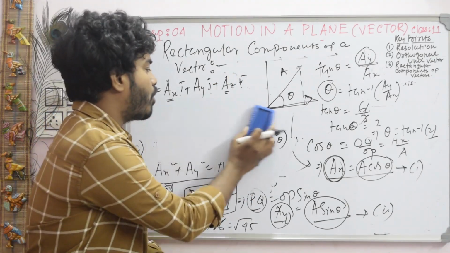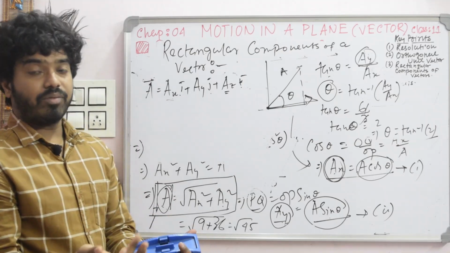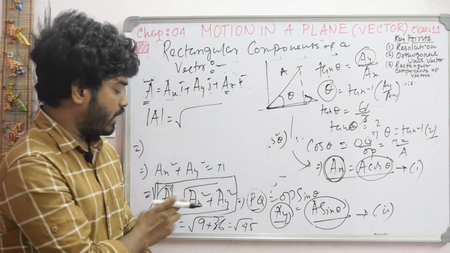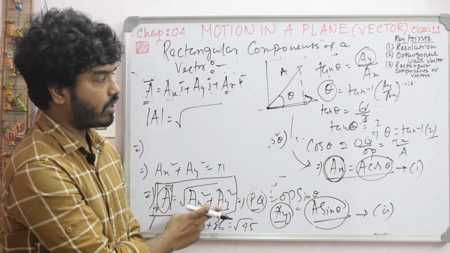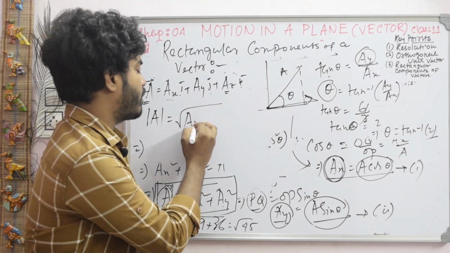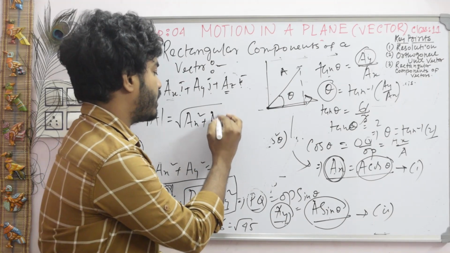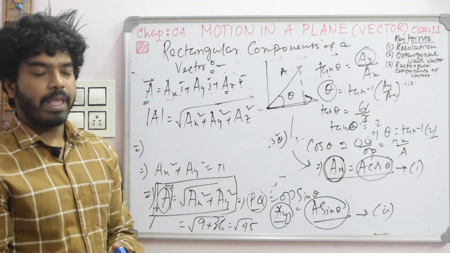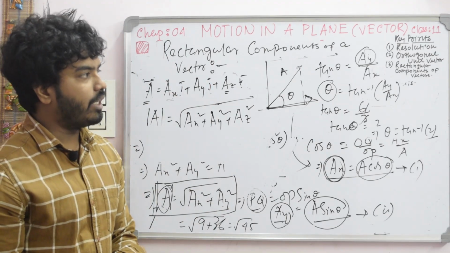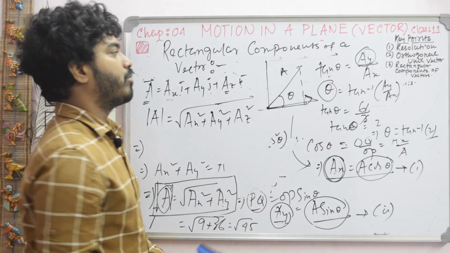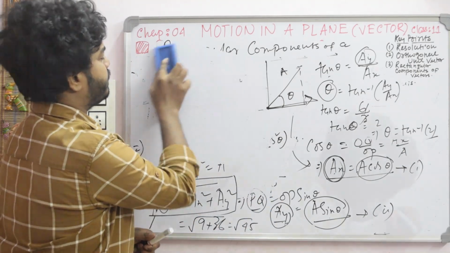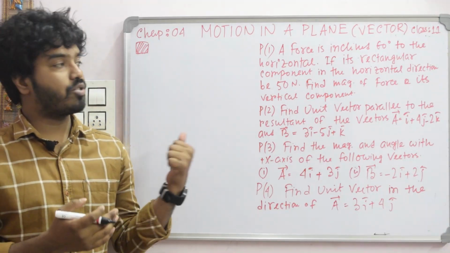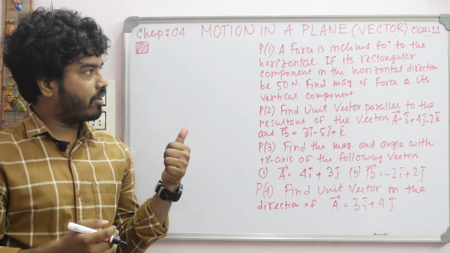And what will be the formula for finding the magnitude of A vector? Same method. For 2 coordinates, A is equal to root of Ax square plus Ay square. So for 3 coordinates, this formula becomes Ax square plus Ay square plus Az square. Method same. Now, we will solve some important numericals related to this formula. Students, these are some problems related to this topic. You just check the first one.